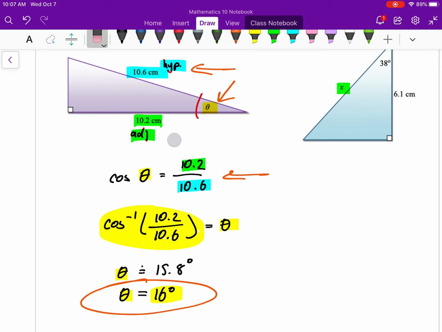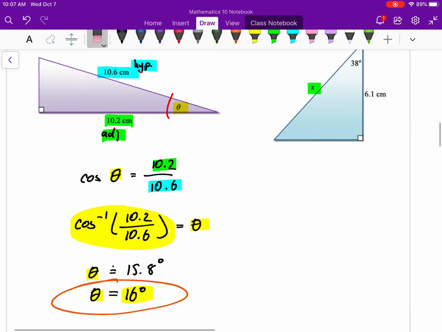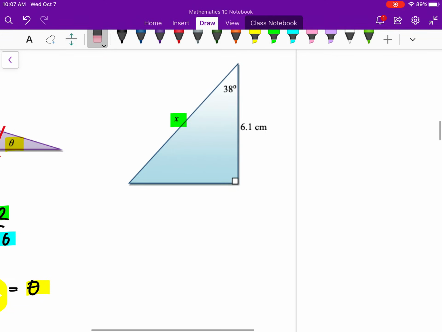So don't assume anything before we actually look at the details. Again here, I'm not going to assume I'm going to use sine. I don't know. I'm not going to assume anything. This time, though, I know one angle besides the right angle. I know the hypotenuse. X is the hypotenuse. And I know the side right here, 6.1. This is adjacent to the angle I know.